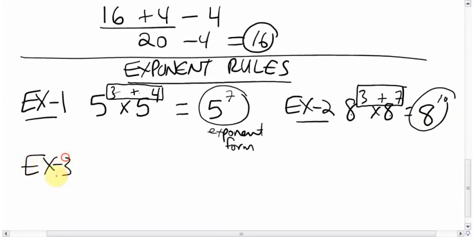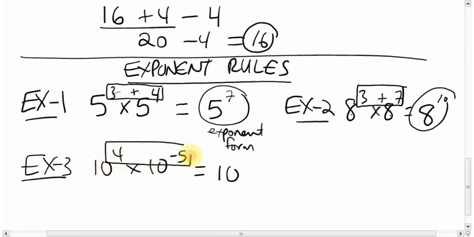You can also throw in some negative values in here. 10 to the power 4 times 10 to the power negative 5. Don't be afraid of the negative signs. The base is still going to be 10. And now we have 4 plus negative 5. Remember, you add the exponents together. 4 plus negative 5. You have 4, and you're down 5. That means you are down 1. 10 to the power negative 1.